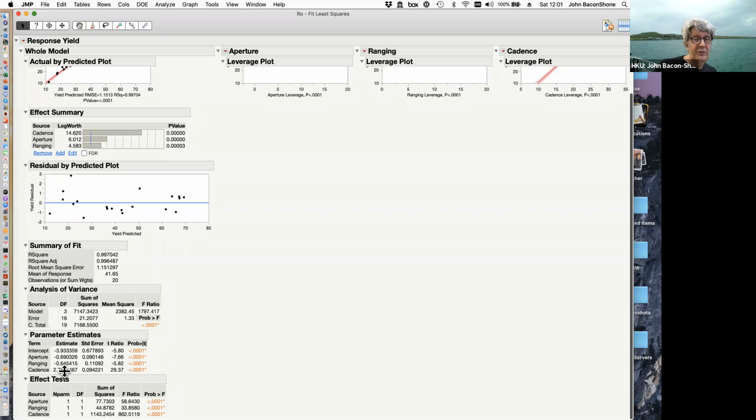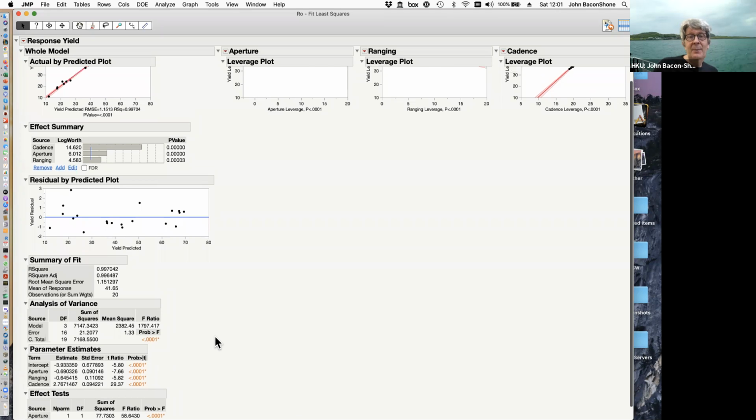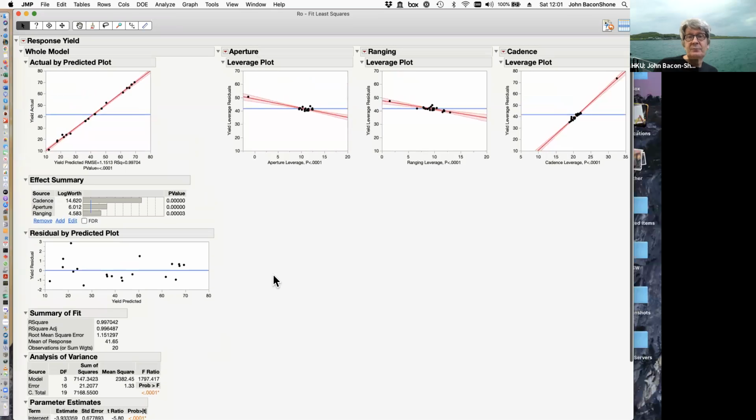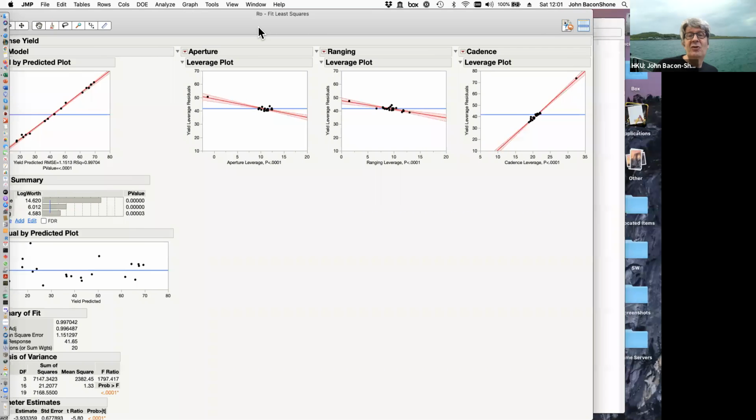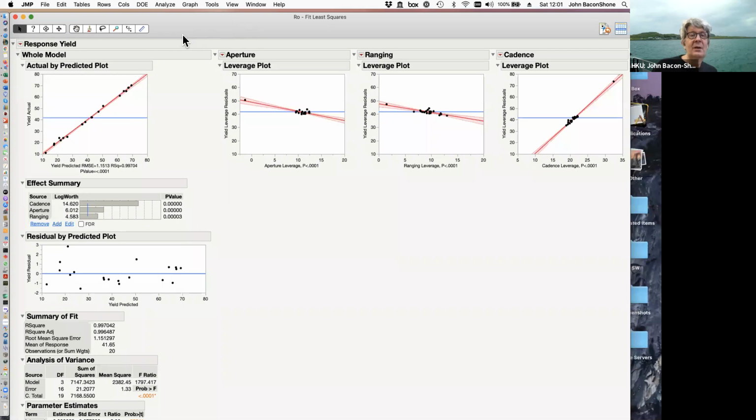Cadence, yes, it's positive, but aperture and ranging have negative coefficients. So if we come back up here, the leverage plot is telling us that actually only cadence has a positive linear relationship with yield when we put these three together. As the aperture and ranging goes up, the yield goes down, right?